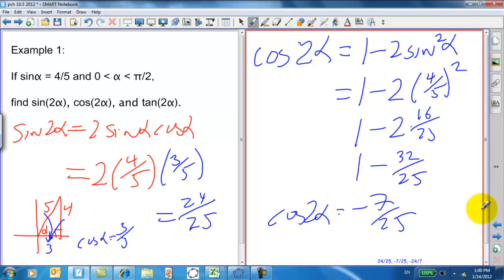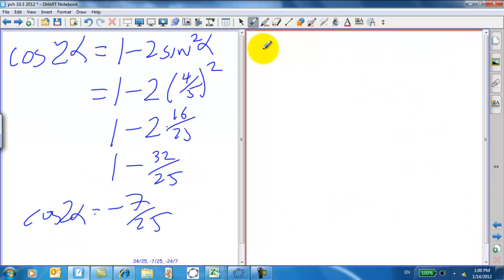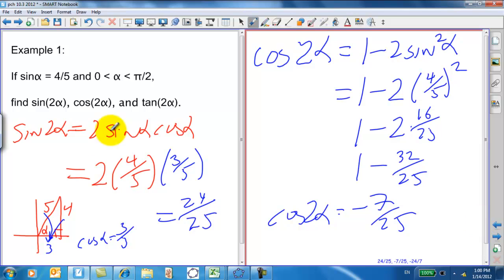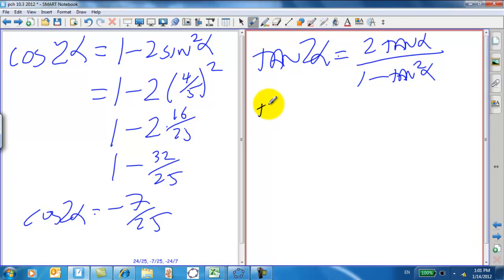And then let's practice one more here with our tangent 2 alpha as 2 tan alpha over 1 minus tan squared alpha. We're going to have to get that from our two givens here. Sine over cosine: if the sine of alpha is 4/5, cosine is 3/5, tangent is 4/3. So tan alpha equals 4/3. And we can substitute that in then.